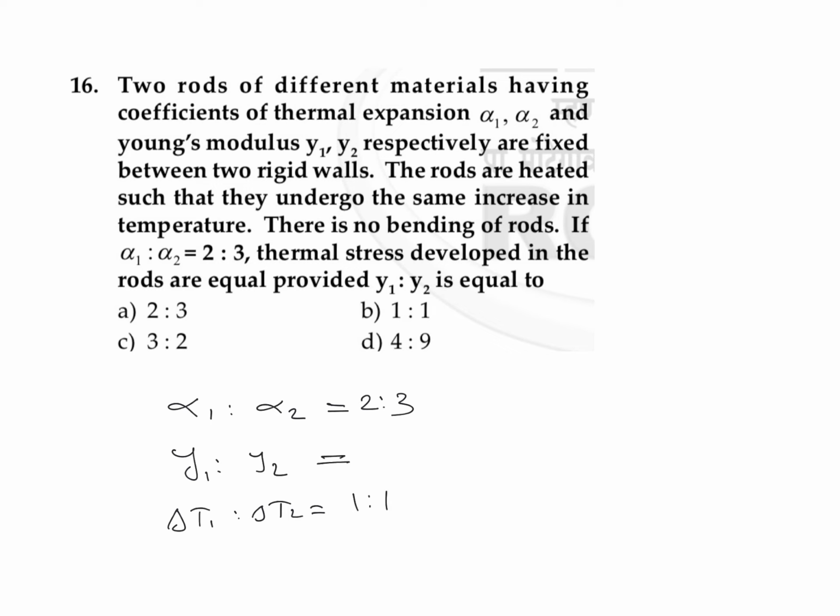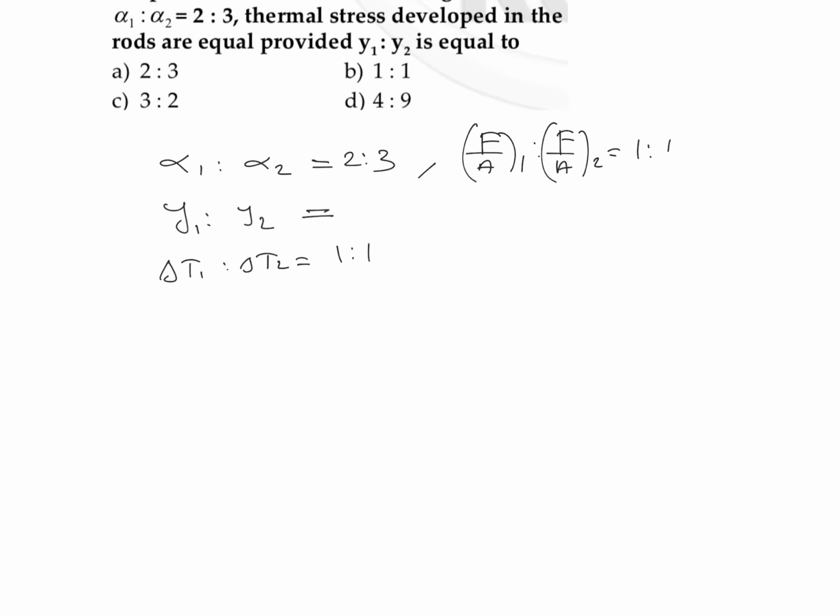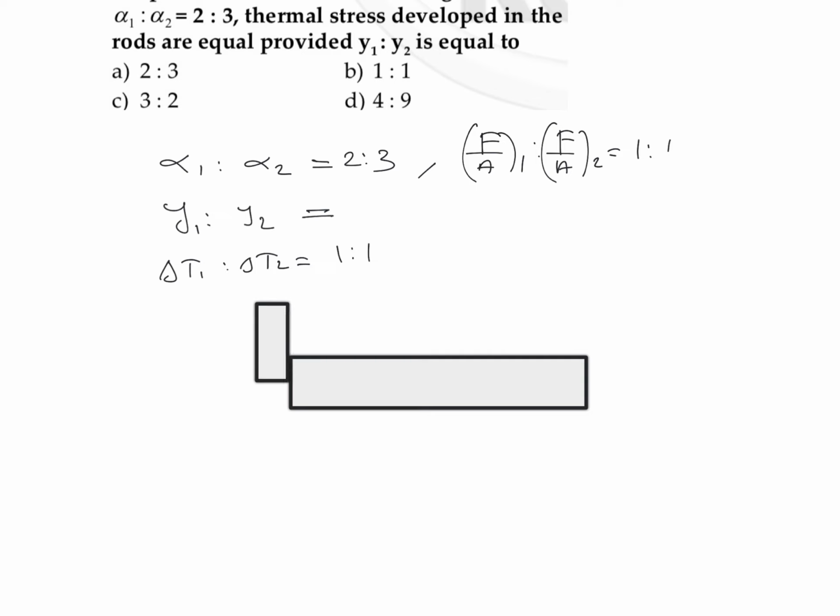So we have to find out the value of Y1 is to Y2, and it is given that the thermal stress, which is force divided by area in the first case and force divided by area in the second case, are the same, or they are in the ratio 1:1. So we know that when a metal rod is heated while keeping it between two rigid supports, thermal stress is going to develop, and we know the equation for this thermal stress.